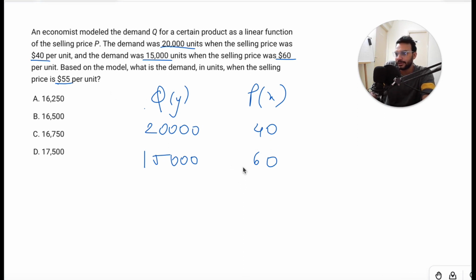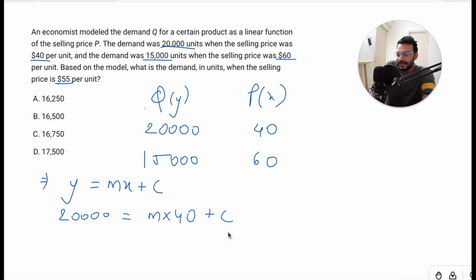So the demand would be between these two numbers, since the price of $55 per unit is between 40 and 60. The straight line relation exists in this form: y is equal to mx plus c. This is a linear function, the equation of a straight line. We'll put in these points. So 20,000 is equal to m into 40 plus c. This is one equation. The next one would be 15,000 is equal to 60m plus c.